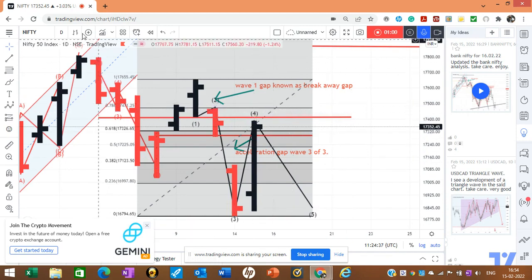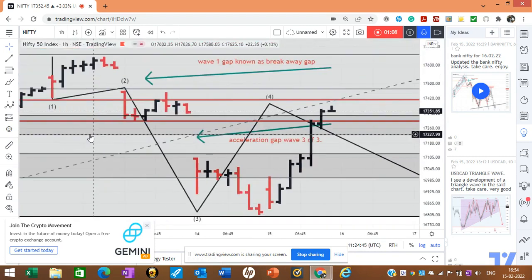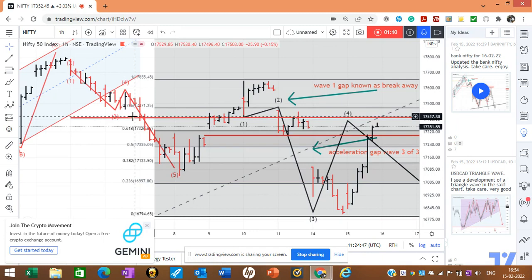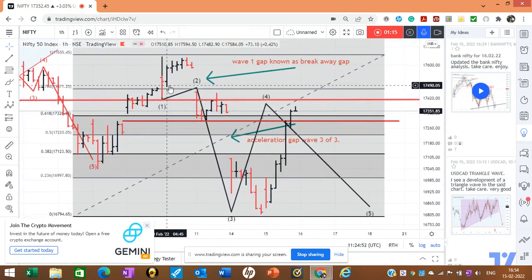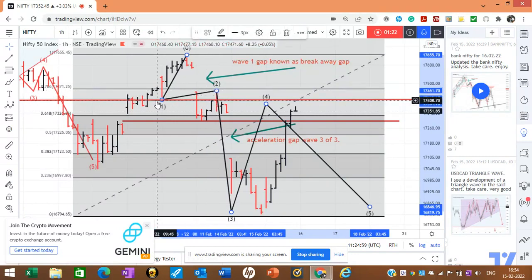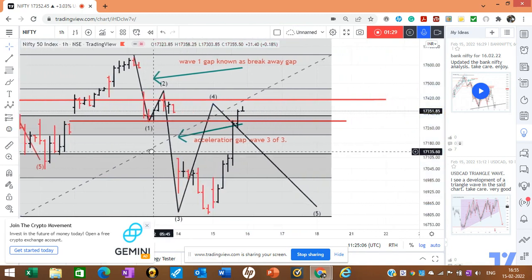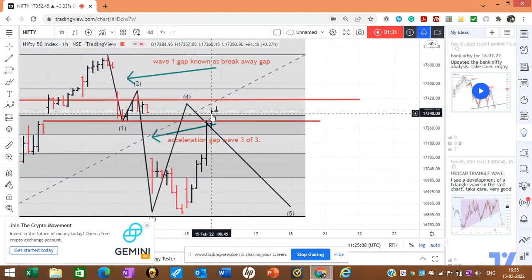But when I change the scale, say I change the scale to an hourly chart, I see a different story. Now this is the start. One, two, three. So this is the first wave. And the fourth wave has breached the price action of the first wave.